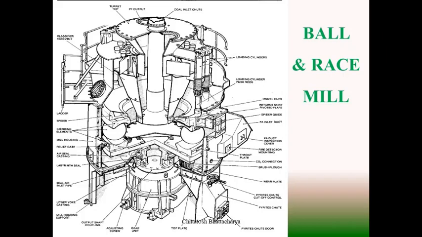The other type of vertical spindle mill, of the medium speed category, is the ball and race mill. As the name suggests, here the grinding arrangement is made by grinding balls and rings, and there are two rings, upper ring and lower ring, and this is just like ball bearings.